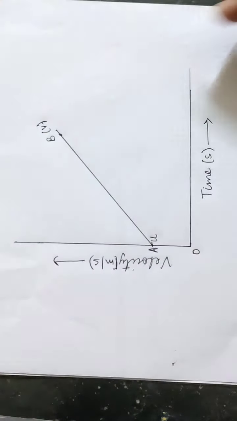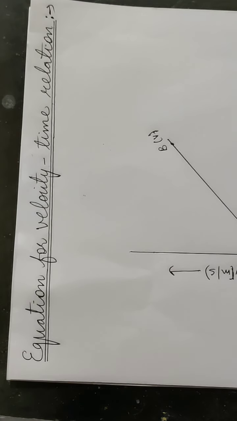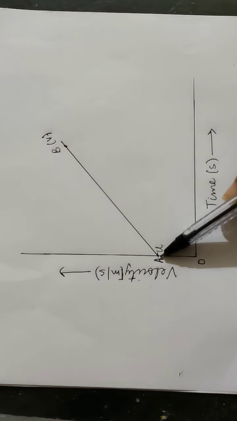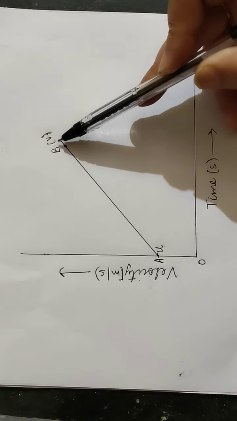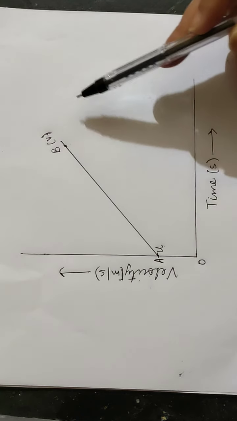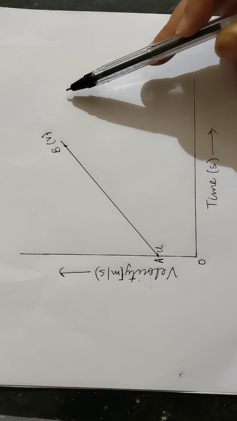Starting with the first equation. What is the first equation? It is the equation for velocity time relation. Now, we would consider a velocity time graph for an object moving along a straight line. From this graph, we can see that the initial velocity of the object is u at point A and the final velocity of the object is v at point B. The velocity is changing at a uniform rate. Suppose the acceleration is represented by a.